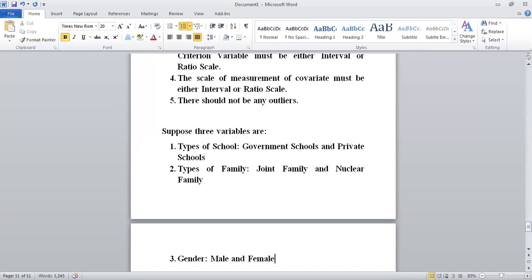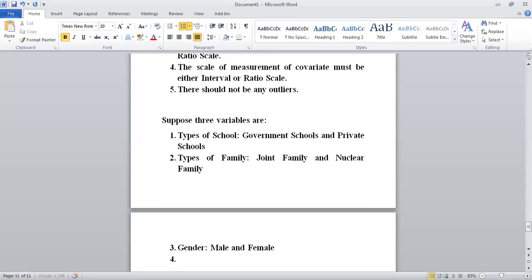Now, if these are the three discontinuous variables, and I take another variable, because this will be survey research, the three variables are such that you cannot have an experiment because you have not written any treatment. Types of school exist, types of family are there, and gender is there. So therefore, I have the criterion variable.